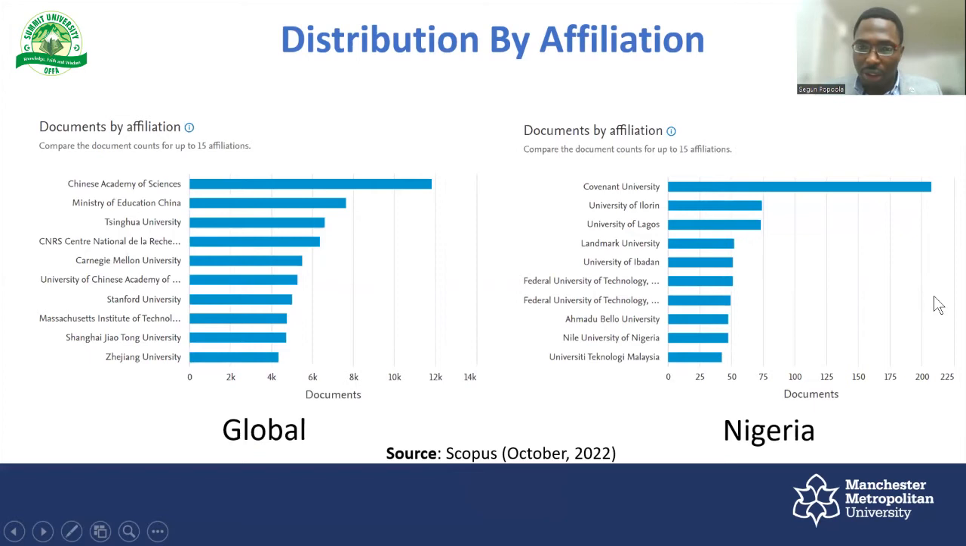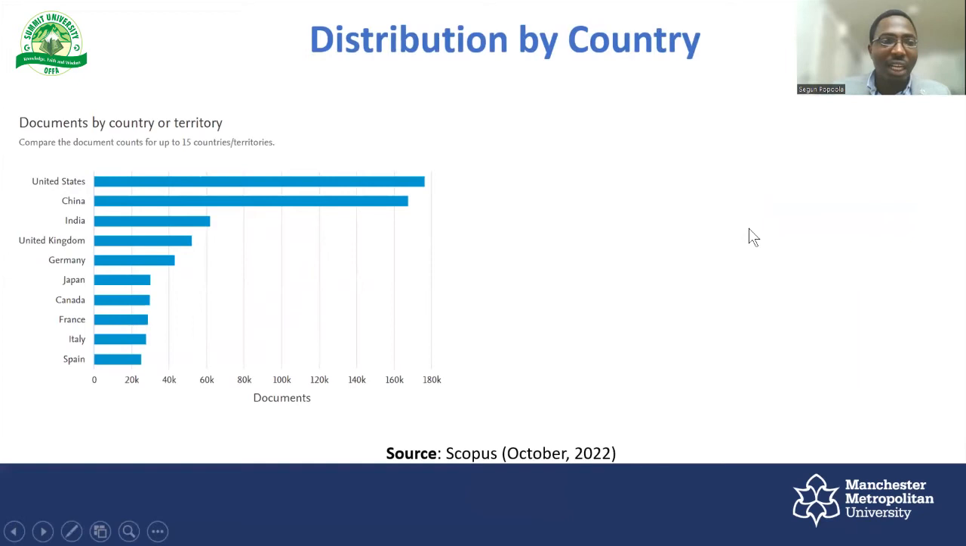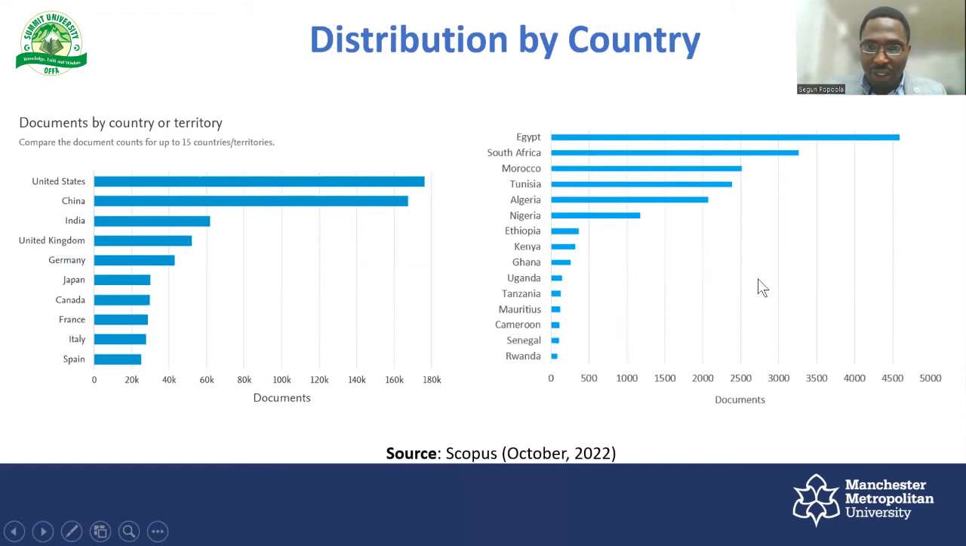By country, we see that the United States and China are at the forefront of AI research globally, followed by India, United Kingdom. Nigeria is not part of the first 15 countries. But in Africa as well, I tried to look at it. We are not even the first in Africa. Egypt, South Africa, Morocco, Tunisia, and Algeria are far ahead of Nigeria. Nigeria has produced so far a little above 1,000 publications on AI research.